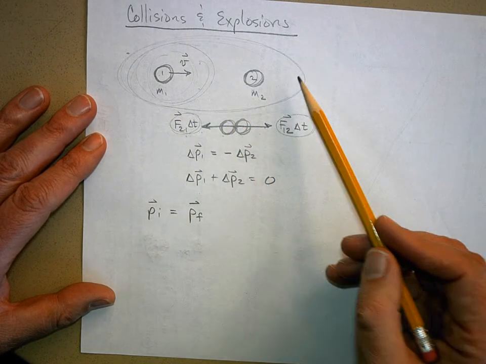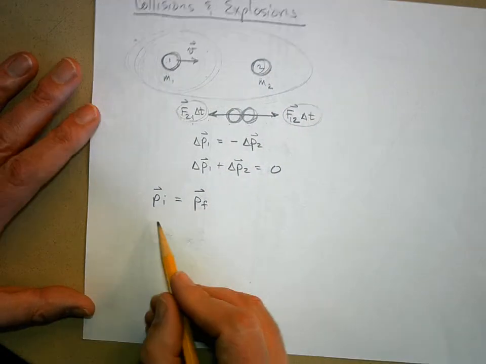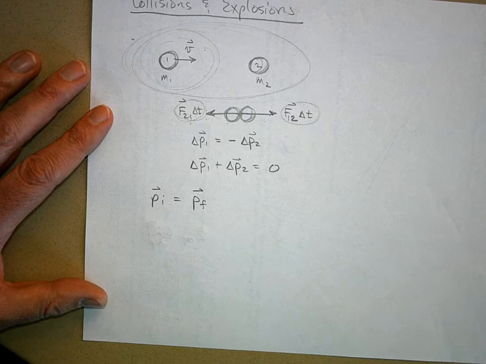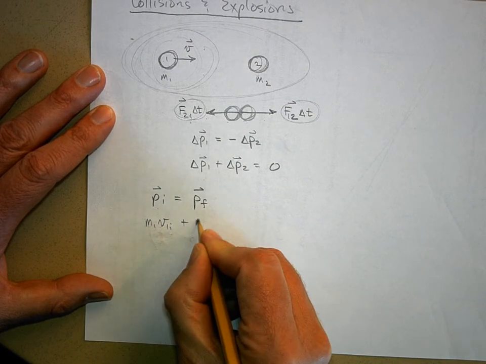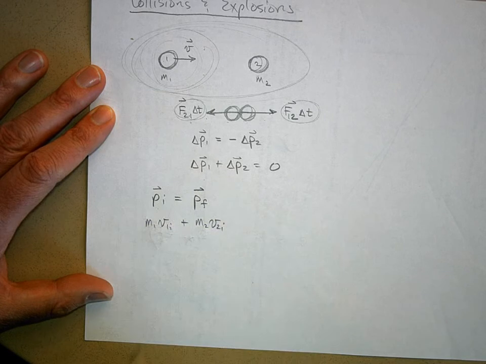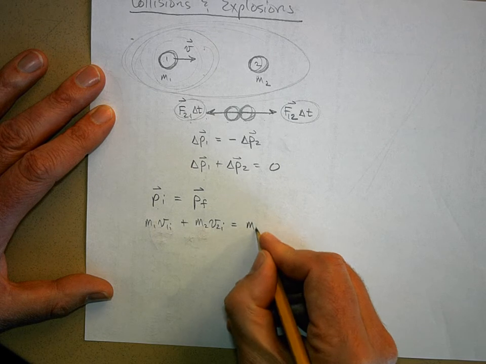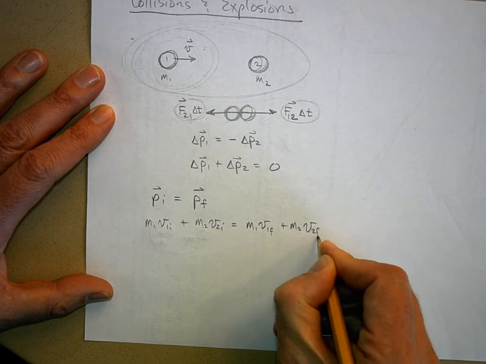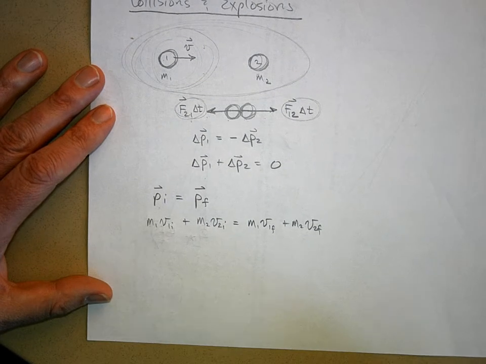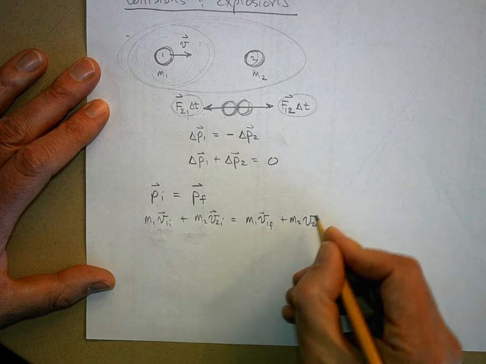But what if object 2 was moving? Well, here's something really simple. Take this and break it down into your two objects. It's m1 v1 initial plus m2 v2 initial. That's the total initial momentum in the system. That will be equal to m1 v1 final plus m2 v2 final. A lot of subscripts, but don't be scared by them. Now, put little vector hats on here. This is a vector equation.